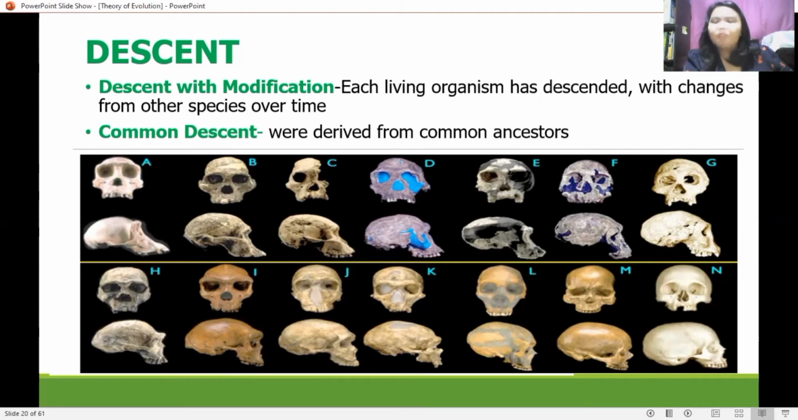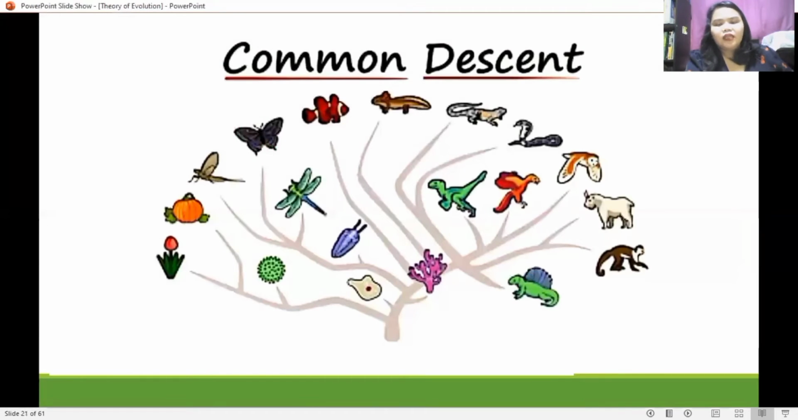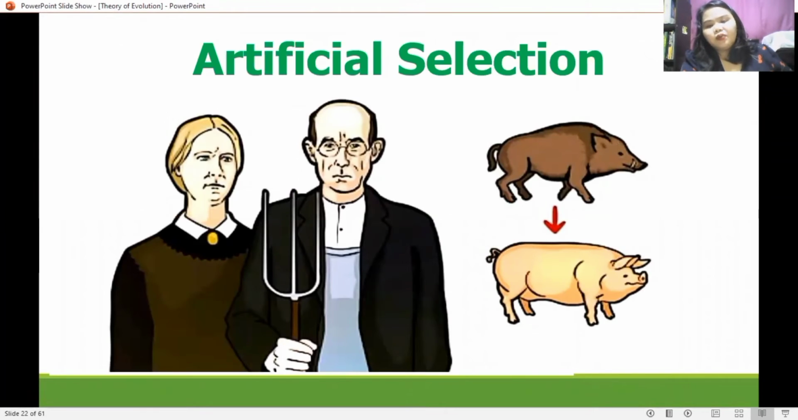We derive from common ancestors. Then the theory of evolution is of common descent, wherein organisms evolved from a common ancestor. So Charles Darwin used the analogy of artificial selection to better understand the theory of evolution or natural selection.